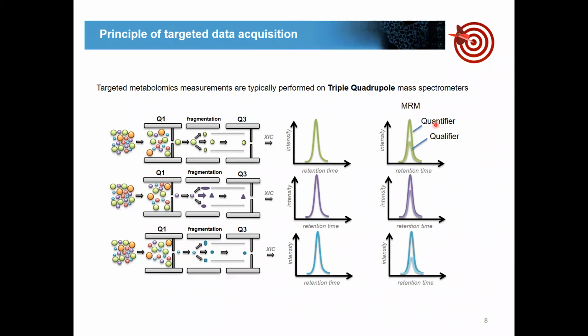One of them, the most intense, is called the quantifier, which is then used for the quantitative determination of the compounds. And usually the second most intense is called the qualifier. And this is used to verify that this is in fact the compound we are looking for, because in a triple quadrupole mass spectrometer, we are not having an exact mass, no high-resolution mass is acquired.